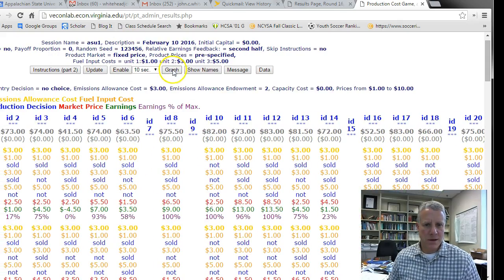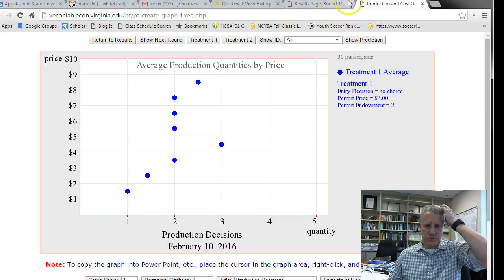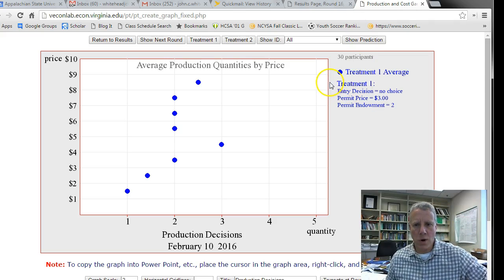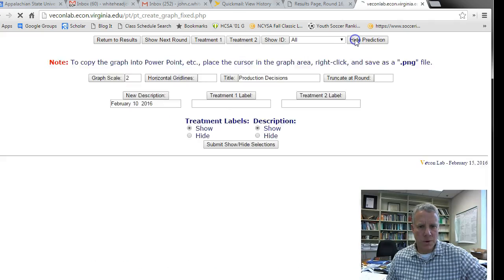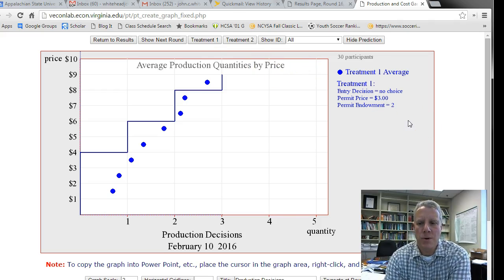So let's look at the results. So here's a graph of the average production quantities by price, and I'm going to show the prediction. And actually, this is round 1, and once I hit the prediction, well, let's see. Let me click on treatment 1. Okay, so there is the summary for treatment 1.